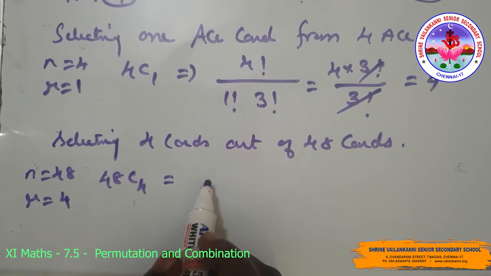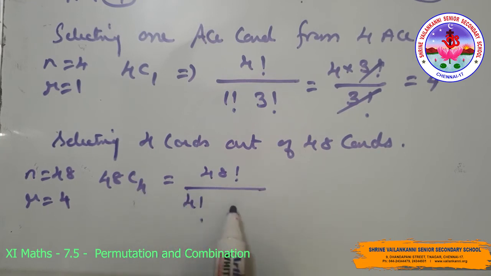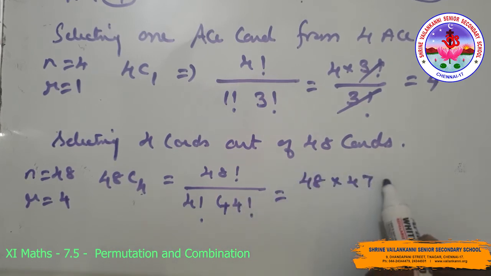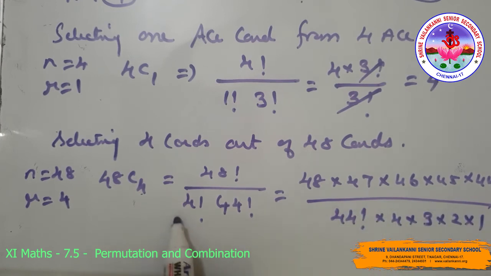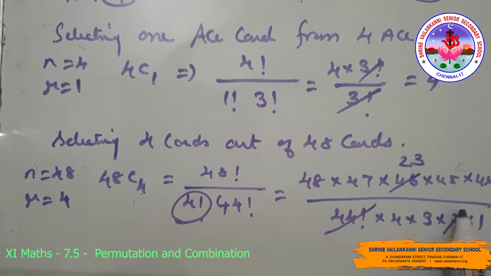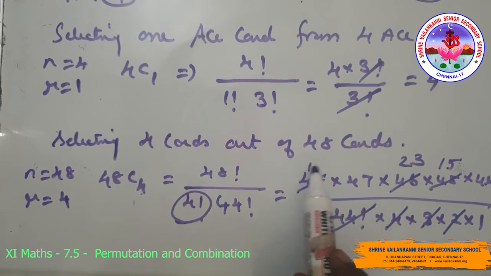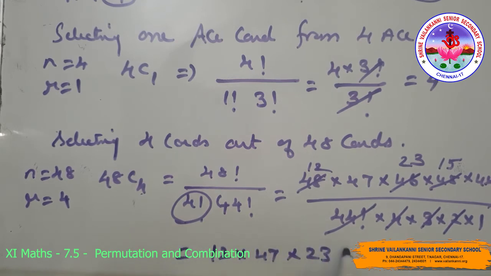So using the formula nCr, which is equal to n factorial by r factorial into n minus r factorial, 48 factorial by 4 factorial, 48 minus 4, which is 44 factorial. So we can write this as 48 into 47 into 46 into 45 into 44 factorial by 44 factorial into 4 into 3 into 2 into 1. I'm writing 4 factorial as 4 into 3 into 2 into 1. So cancelling these, 2 and 46 will become 23, and 3 and 45 will become 15, then 4 and 48 cancelling to 12. So we have 12 into 47 into 23 into 15.